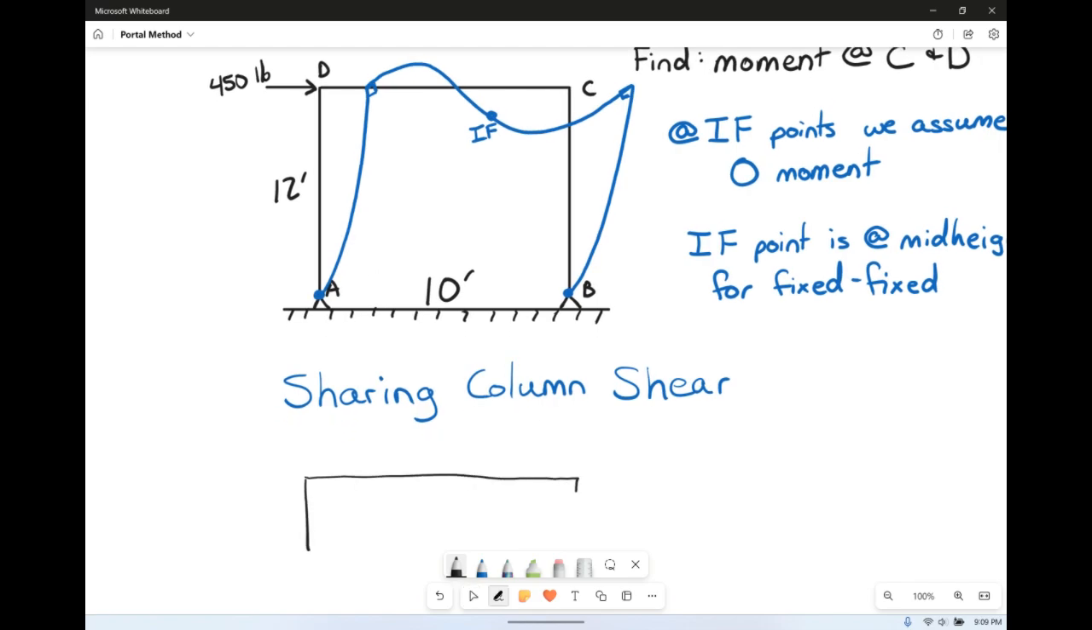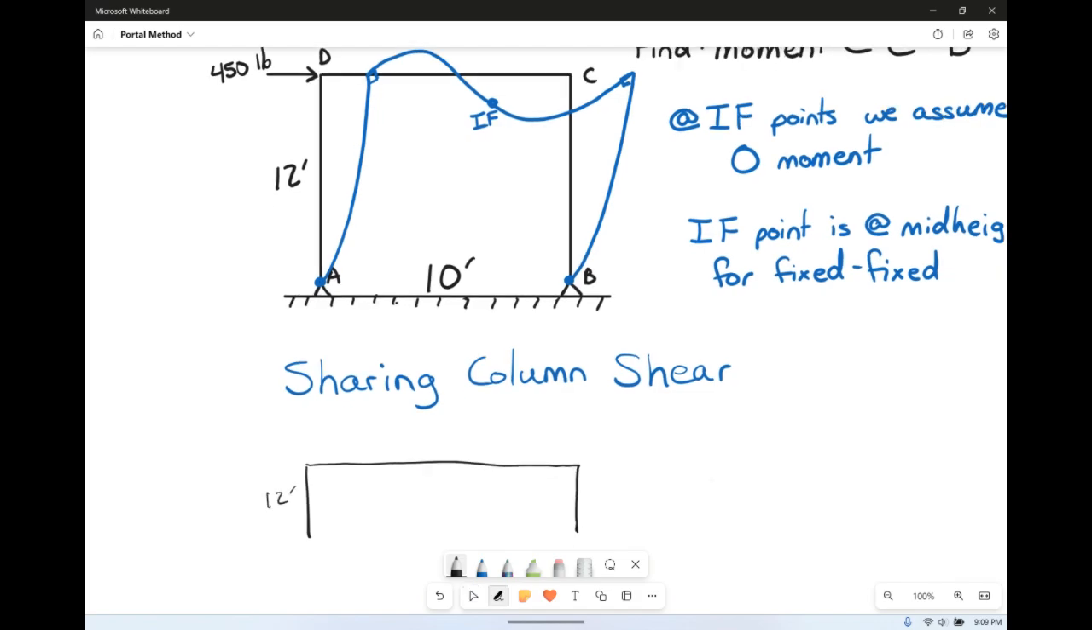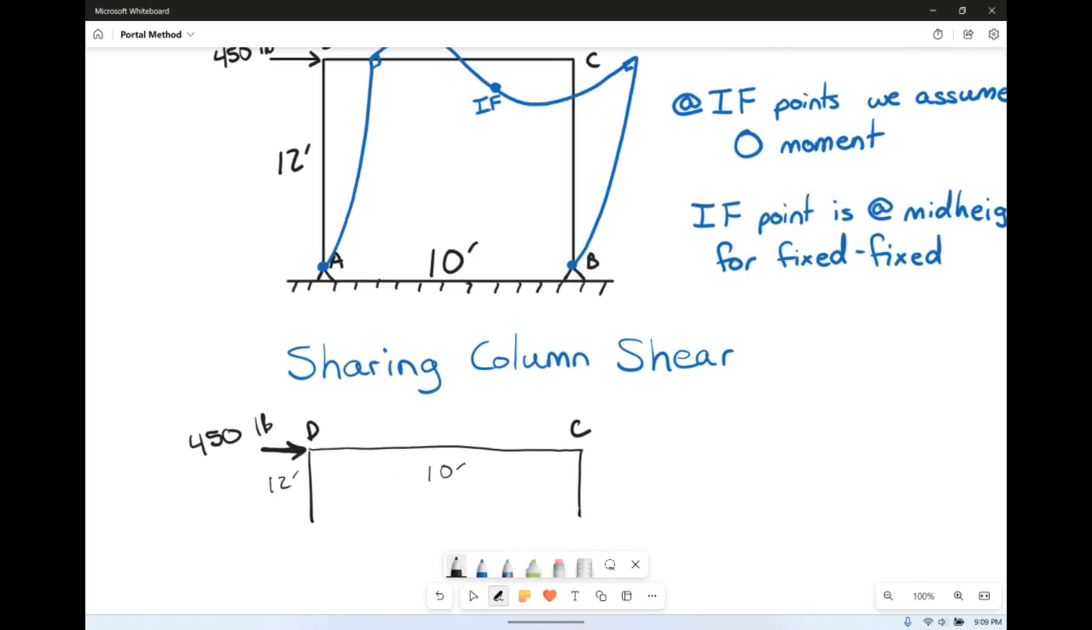I'm going to be really lazy though, and I'm not going to draw it all the way down. So we're going to assume that this is 12 feet, even though it's tiny, and that this is 10 feet. And we've got our 450 pound force here at the end, which is D. So when we make those cuts, and of course this is totally not to scale, we're going to have internal shears at those cuts. And so we effectively just cut here and here.